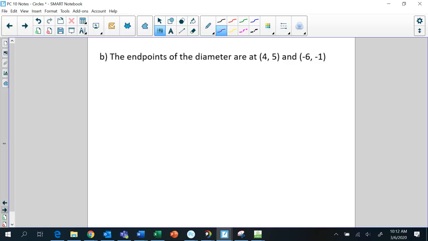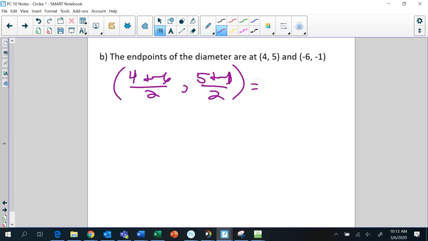So the midpoint is just the average of 2 points. We're going to add together the 4 and the -6 and divide by 2. We're averaging them. And 5 plus -1 divided by 2. I'm sorry, it's messy when I write it here sometimes. We're averaging this to find the midpoint. -1, 2. So that is our center. We did that using the midpoint formula.